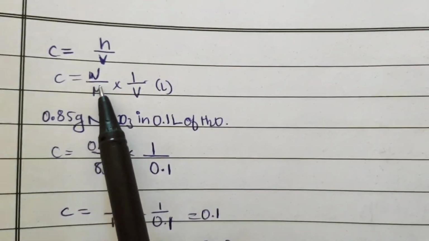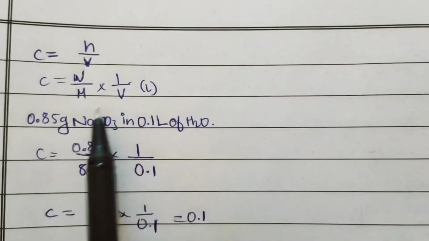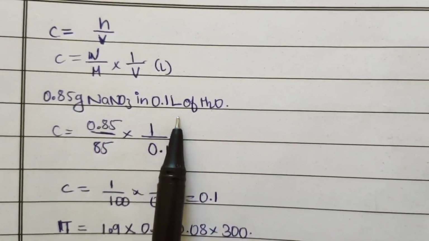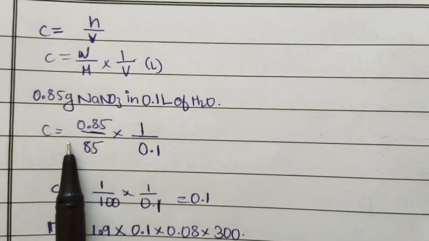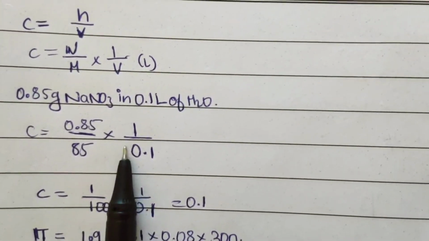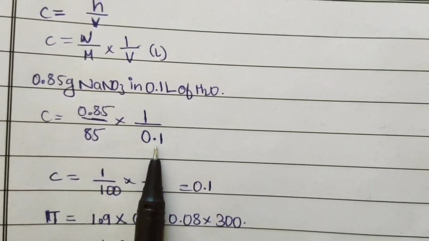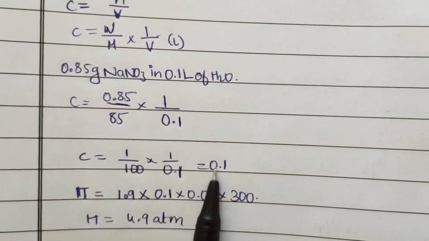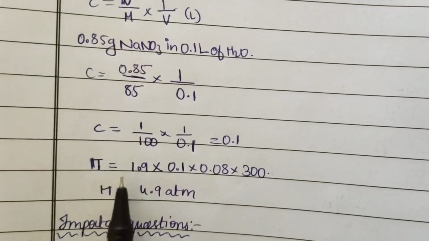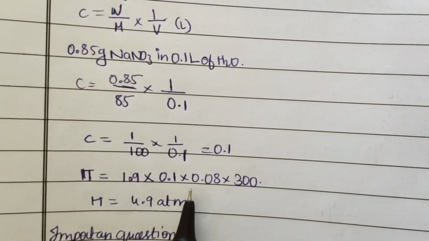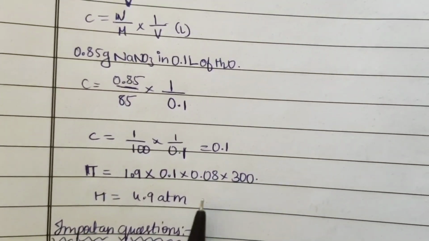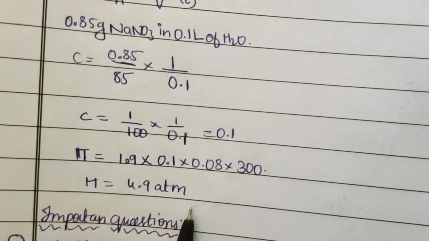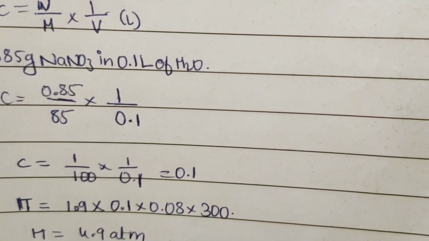Here C equals n by V, so C equals w by M into 1 by V. Here 0.85 grams of NaNO3 in 0.1 liter of H2O. C equals 0.85 by 85 into 1 by 0.1. So we get C equals 1 by 100 into 1 by 0.1 equals 0.1. Then pi equals 1.9 into 0.1 into 0.08 into 300. Here we get pi equals 4.9 atm. So we are complete.